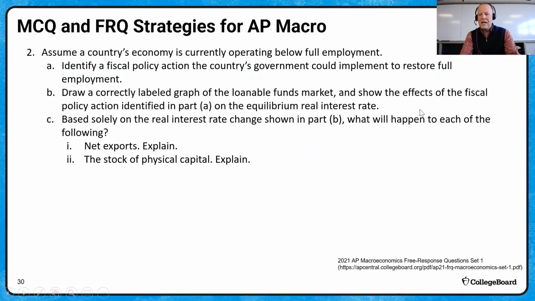Let's practice this a little bit. Let's start by defining the problem, define the question. What are they asking me? Pick out any relevant information, and then take a minute or two to answer the question, and we'll look at your responses. Assume that a country's economy is currently operating below full employment.